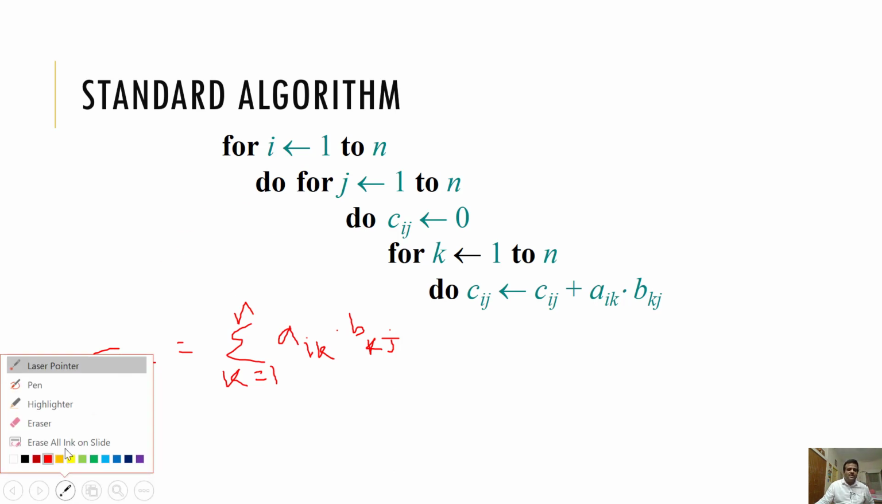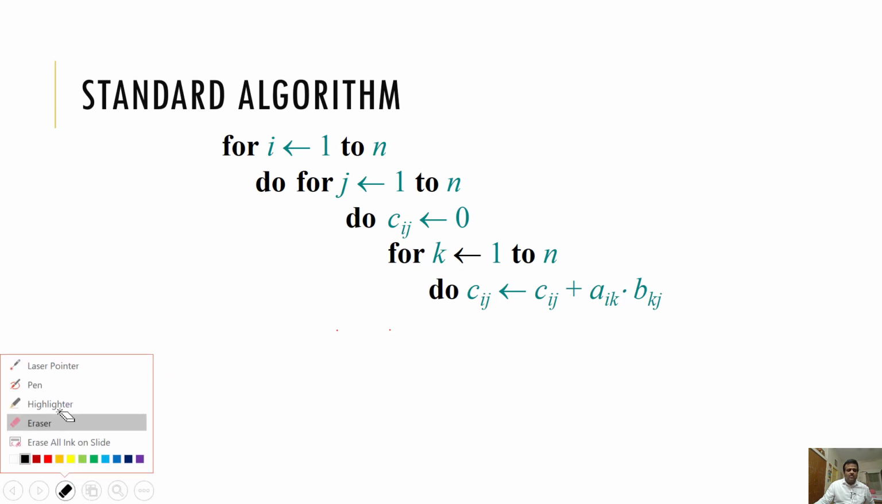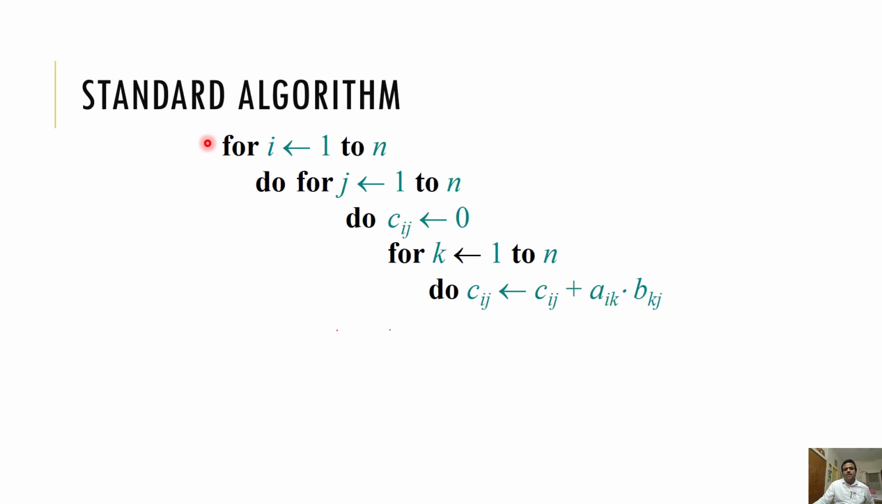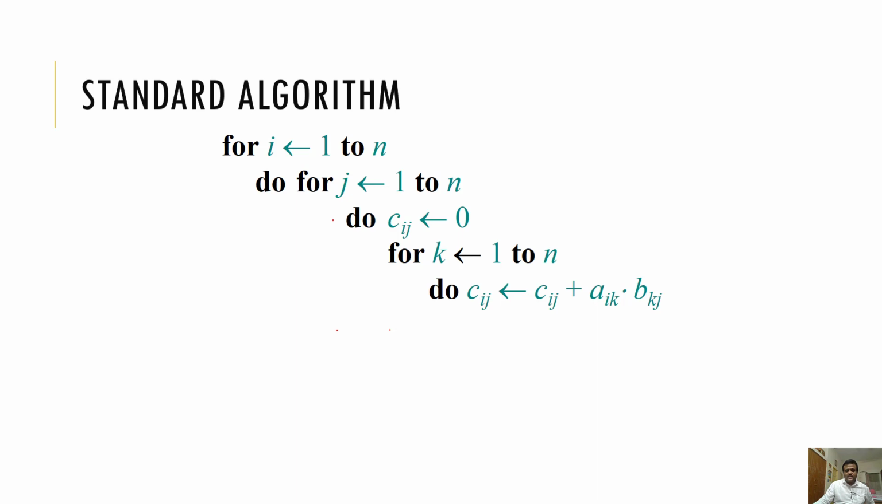Now, what is the time complexity of this code? How many loops do we have? We have three. There is a for loop over here of size n, and another for loop over here of size n. Whatever we are doing inside is constant, theta of 1.